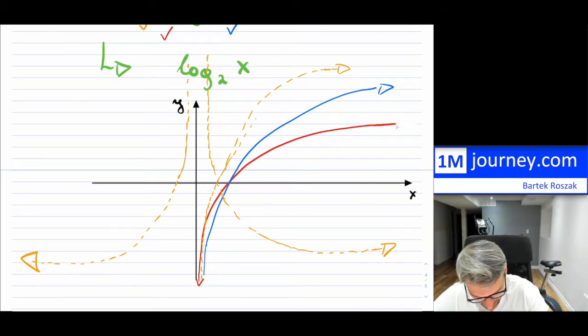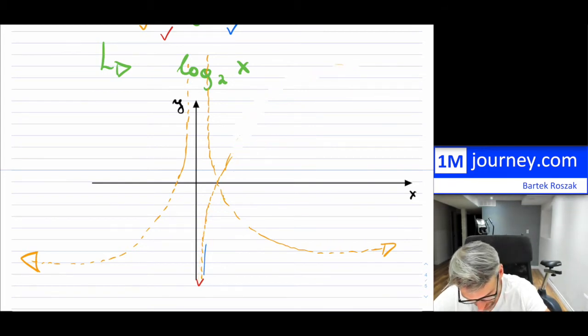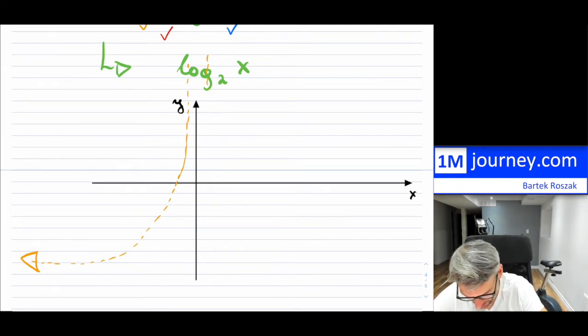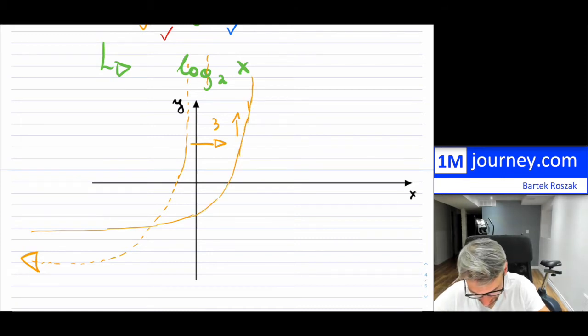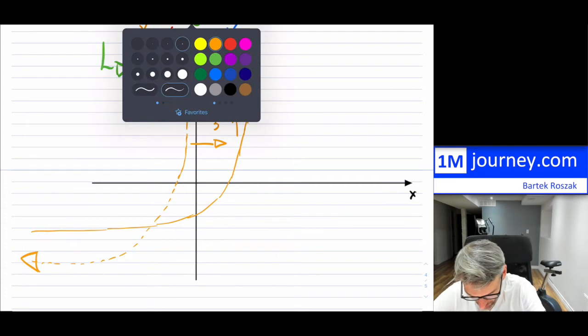So I'm going to delete all of these, so I don't want to see them and not to clutter this. So 3 to the right, so it's going to go this direction by 3, and then 1 up. So it's going to be, I guess, kind of like this. So something like that. And it will have an asymptote here.